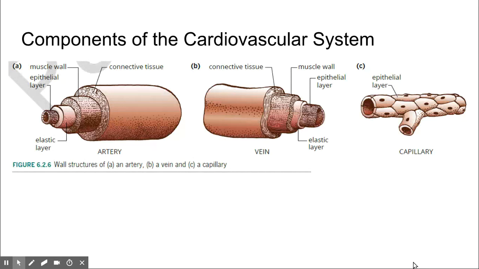Here we can see how the structure changes, and we can see the difference in the thickness of the muscular walls and the amount of layers that they have and the thickness of the elastic layer. We can see in the artery that the elastic layer is quite thick in comparison to the vein, and that's because the blood is flowing under high pressure from the heart. Then we can see the capillary, which is just one cell layer thick, and this allows for the movement of gases between it and the body tissues, like we said earlier.